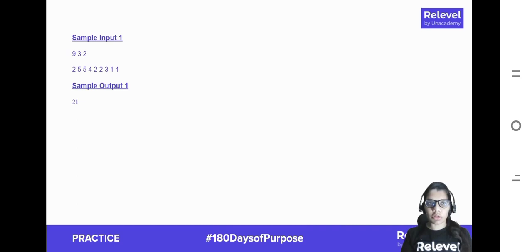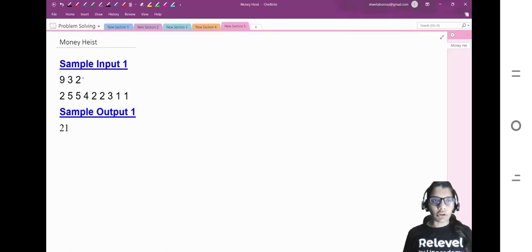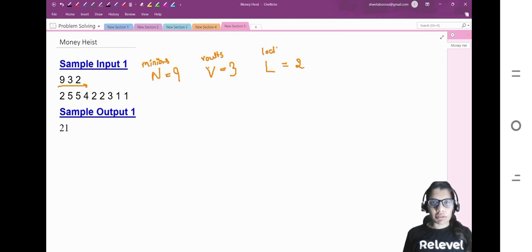Now let's see how you can solve this particular problem. So here I have copy pasted a sample input and sample output for your reference. As you know, in the first line we would be getting the number of minions, that would be N. Here the value of N is 9. The next thing that you would be getting is the number of vaults. So let's say V is equal to 3. After that you would be getting how many lockers there would be in every vault. So let's say L is equal to 2. So this is your number of minions, this is your number of vaults, this is your number of lockers, right?